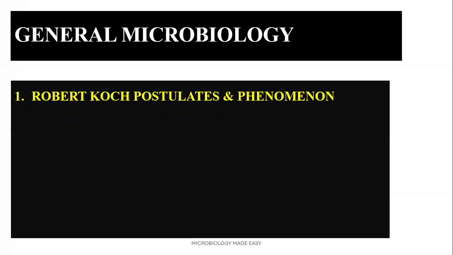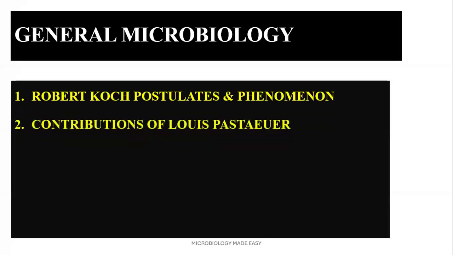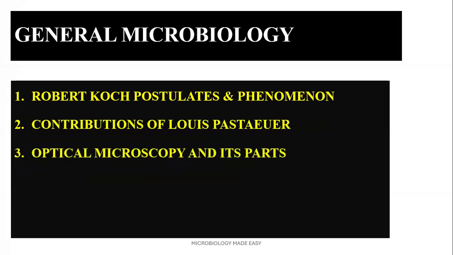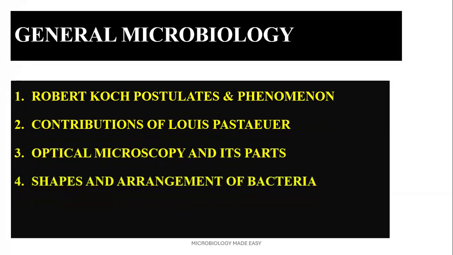The first chapter is general microbiology. Under general microbiology, we have Robert Koch's postulates and phenomenon. Next, contributions of Louis Pasteur. They may ask about parts of optical microscopy, shapes and arrangement of bacteria, whether it is cocci, bacilli, tetrads, and so on. You have to write the arrangement. Gram staining they may ask. Here I am giving the details of 4 marks and 10 marks questions. I will explain which is 10 marks and which is 4 marks. I will stress the 10 marks; the remaining will be 4 marks.